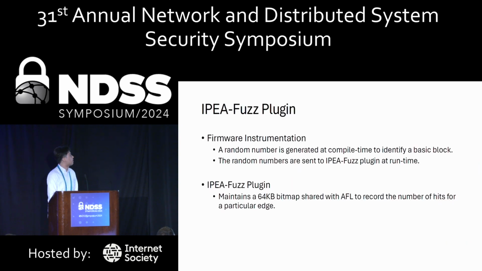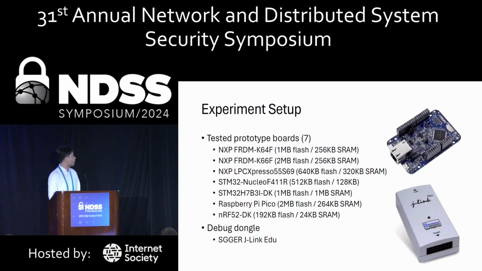To verify the capabilities of IPEA-San, we developed the second plugin named IPEA-Fuzz. IPEA-Fuzz also consists of a stateless instrumentation and analysis running on the PC. The instrumentation simply generates a random number to identify a basic block, and the random numbers will be further retrieved by the IPEA-Fuzz plugin that maintains a bitmap shared with the AFL fuzzer to record the code coverage. We evaluated this framework with these development boards shipped by different vendors and the debug dongle, Segger J-Link EDU.